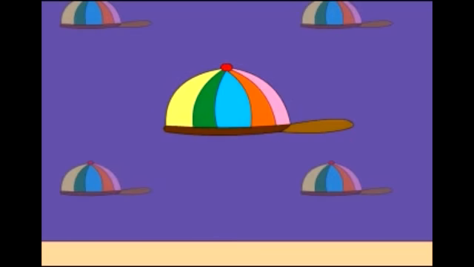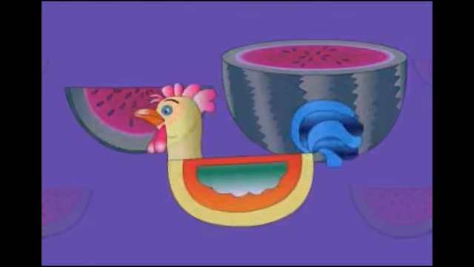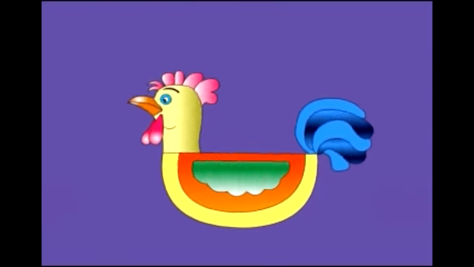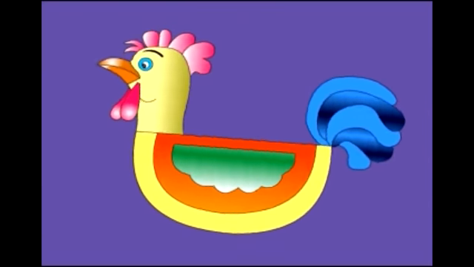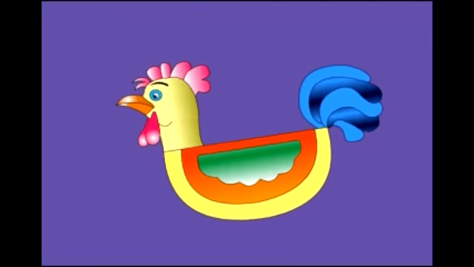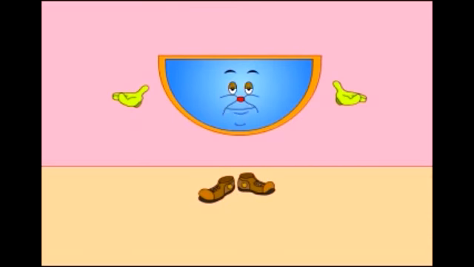This cap has got the shape of a semicircle. And so has this watermelon. The base of this rocking toy is also a semicircle. Semicircles are actually arrangements of objects in the shape of half a circle or just a plain figure with the shape of a half circle.